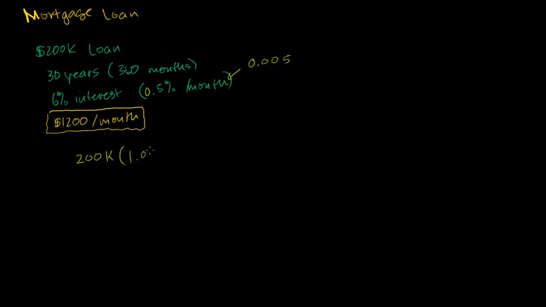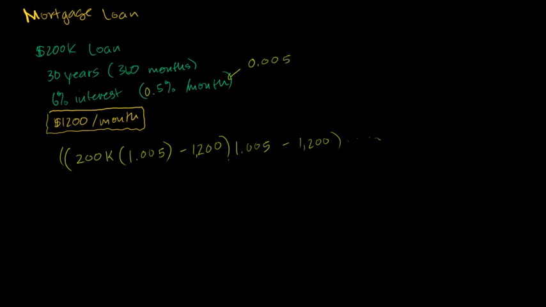So 1.005. Then you're going to pay the $1,200. So it's going to be minus 1,200, or maybe I should write 1.2k, but I'm really just showing you the idea. And then for the next month, whatever is left over is going to be compounded again by the 0.5%, 0.005. And then the next month, you're going to come back and pay this $1,200 again, minus $1,200. And this is going to happen 360 times. So you're going to keep doing this.